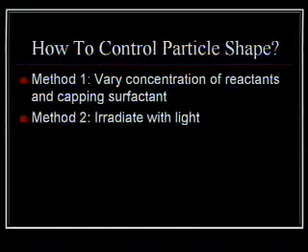Through my research for this presentation, I found that there were two main methods. You can vary the concentration of the reactants that you use to make them, or the capping surfactant, and that means you coat the particles with a capping surfactant to keep them stable, because if you don't have it, they'll just aggregate. And the second method is to irradiate it with UV light to form the special shapes.